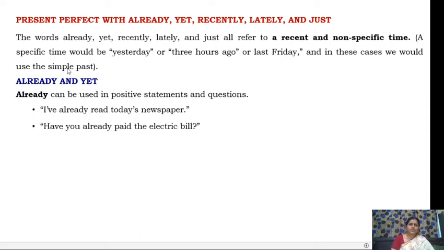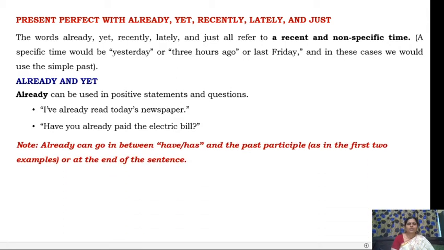Now let us see the uses of already and yet. Already can be used in positive statements and questions, only in positive statements and questions, not in negative statements. "I have already read today's newspaper." This is one of the examples. "Have you already paid the electricity bill?" This is a question. So this is a statement and this is a question. Remember, it's not used in negative statements, only positive statements and questions.